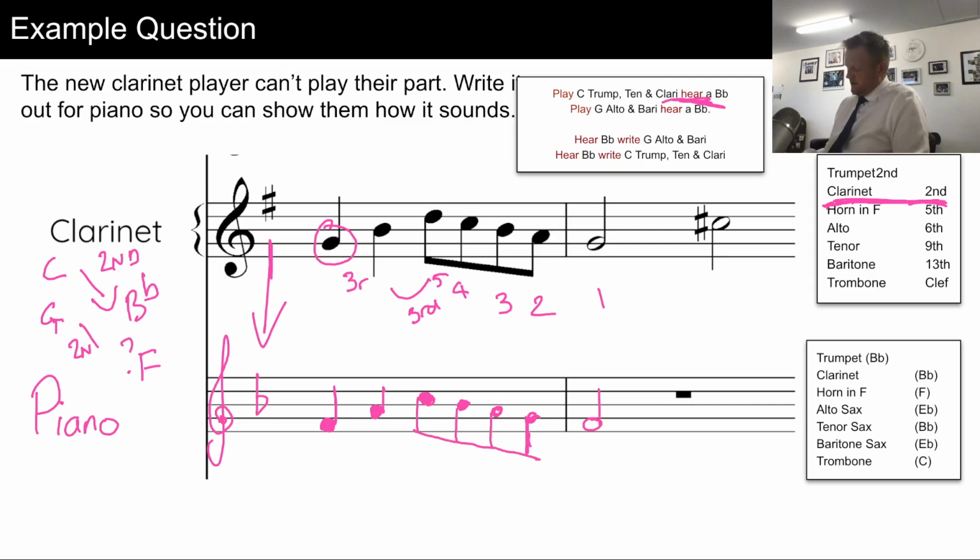And now you can see here we've got a bit of a crazy note on the end here. So you could either do it by scale degrees, so you could say this is a sharpened 4, or you could just transpose this one here. So you need to go down a second, or down a tone, or down a major second, and then you've got to put a natural on it because of the B flat in the key signature. Now you're ready to show the clarinet player how it sounds.